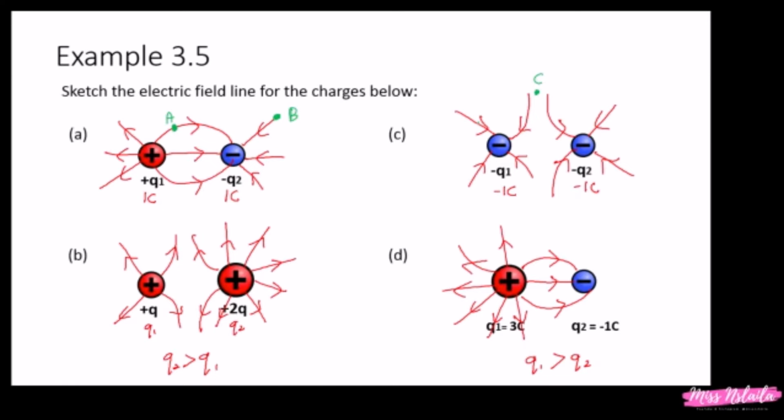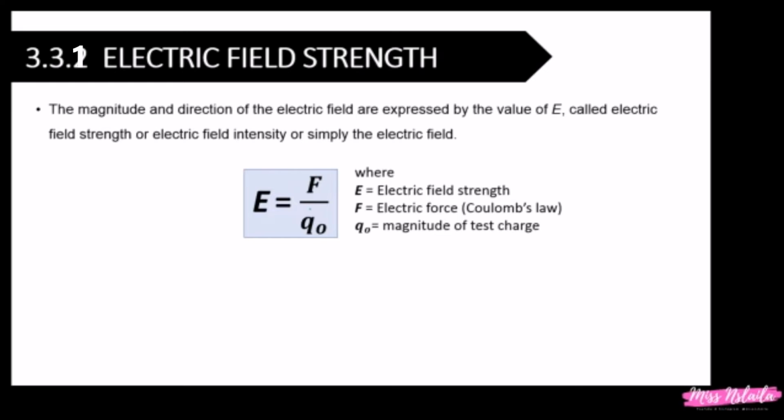You can also compare the electric field strength at point D and the electric field strength at point E. Point D will have greater electric field strength compared to E because it is near to the charge. Okay, so what is the equation to measure the electric field strength? E equal to F over Q naught.